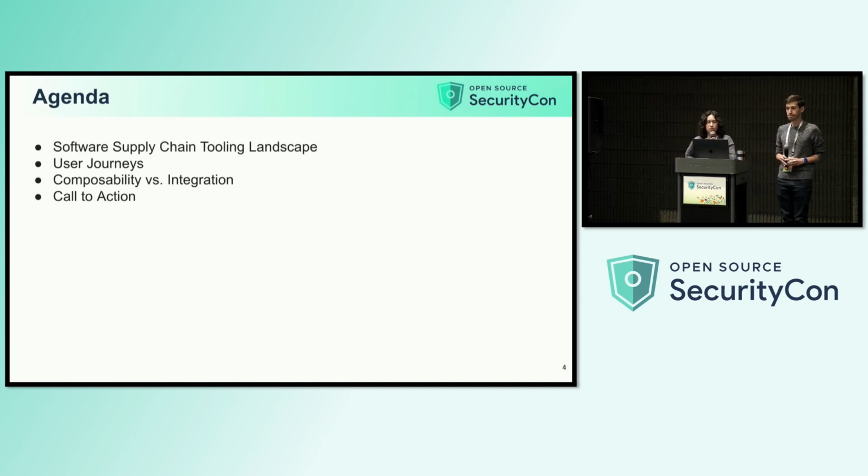So we'll be sort of covering 4 main topics today. I'm going to start with an overview of the software supply chain tooling landscape, what that looks like, and several problems that we've observed in the last several years. Then we're going to talk about user journeys, especially around tooling, using tools, adopting tools, and what sort of challenges come up there. Then we'll talk about our notion of composability and integration, and we'll end with a call to action.